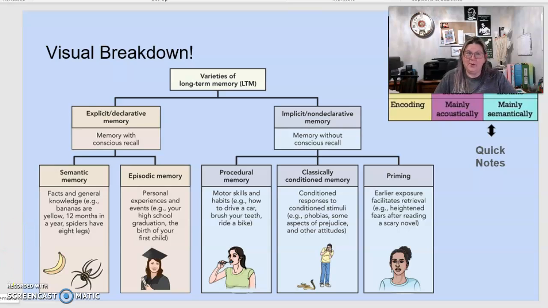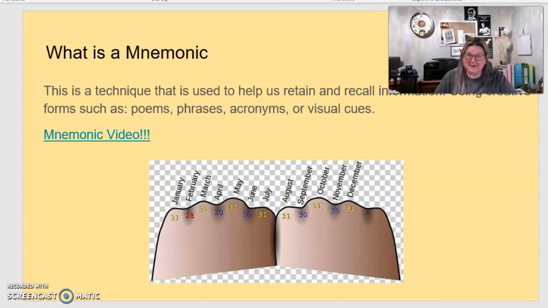All right. Want to know how to help things get into our long-term memory? How about a mnemonic? A mnemonic is a technique used to help us retain and recall information using creative forms such as poems, phrases, acronyms, or visual cues. I have the little hands because some people will say January, February, March, April, May. The top knuckle of your hand is actually a 31 for the month, and if it's a dip down, it's a 30, except for February, which is 28. So some people remember things like that.